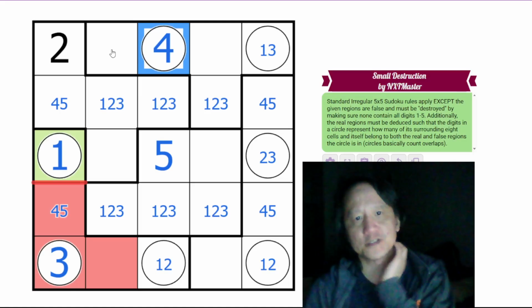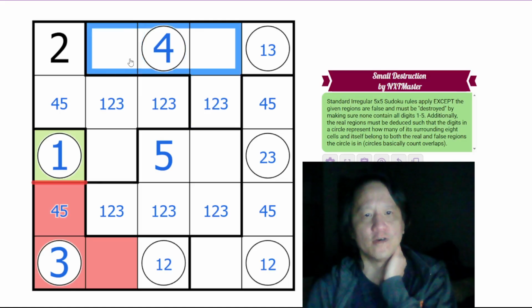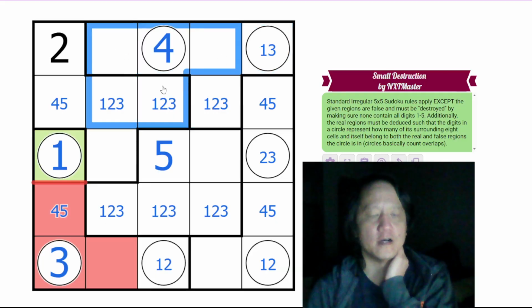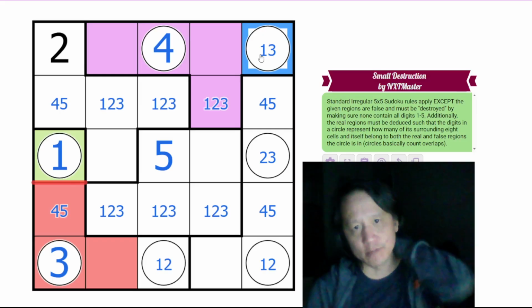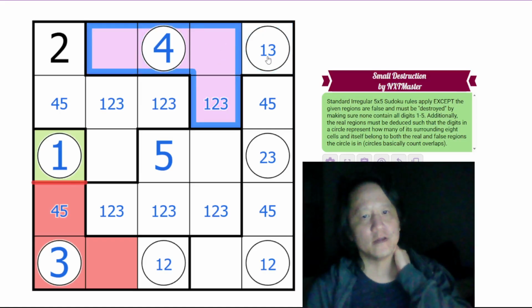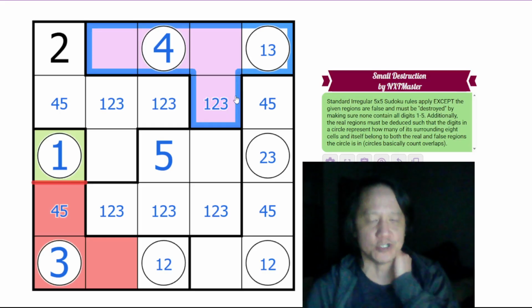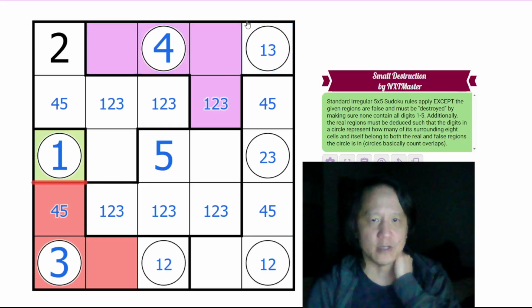The 4 says that 4 of the 6 surrounding cells that are touched by this circle have to be in the same real and false regions. Well, this is the false region, and there's only 4, so these have to be in the false region. And this cannot be in that region because this is a false region. So this has to be blocked here.